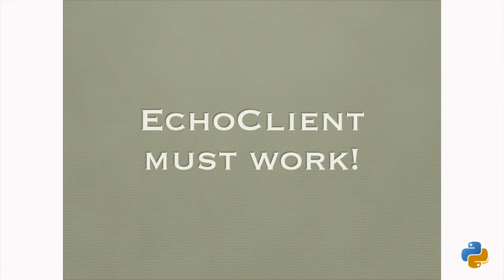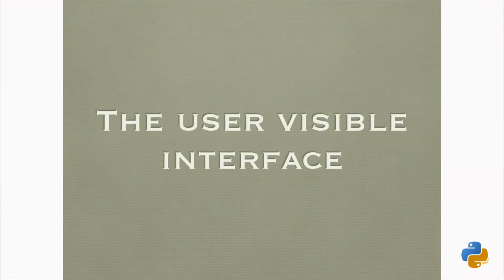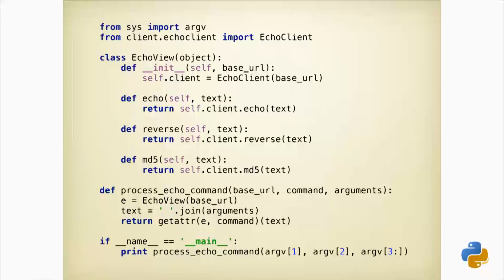Now, going back to our architecture, the final component is going to be our actual Echo application, the user visible interface. So let's have a look at how we can rewrite that to this time use the EchoClient API library that we've just developed. Once again, this is pretty simple. Over here, on the second line, you can see we've imported our EchoClient library, and we've got a very simple EchoView class, which uses the client to call the three methods we've defined: echo, reverse, and MD5.